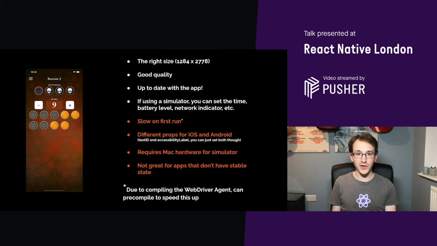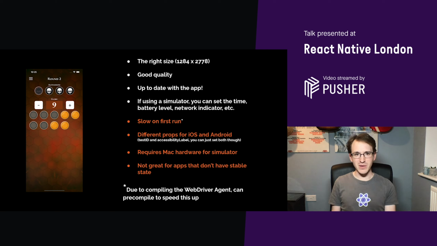There are trade-offs. For example, the first time you run it, it will take a while as that WebDriver agent app has to be compiled. And on Android, you have to use a different prop. You have to use accessibility label instead of test ID. And the element you are setting these on needs to be an actual React Native one. You can't set test ID on one of your own components and expect Appium to find it. You'll need to pass that down to a text or view inside your component, for example.